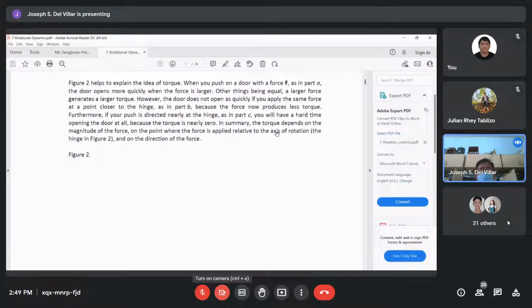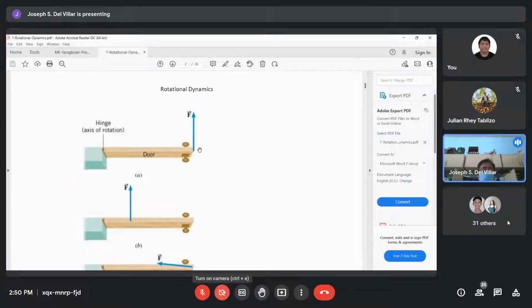Now, in figure C, if your push is directed nearly at the hinge, you will have a hard time opening the door at all because the torque is nearly zero. In summary, torque depends on the magnitude of the force, on the point where the force is applied relative to the axis of rotation, in this case, the hinge, and on the direction of the force. Okay? So the farther the force from the axis of rotation, the larger is the torque. And the nearer the force to the axis of rotation, the lesser is the torque.